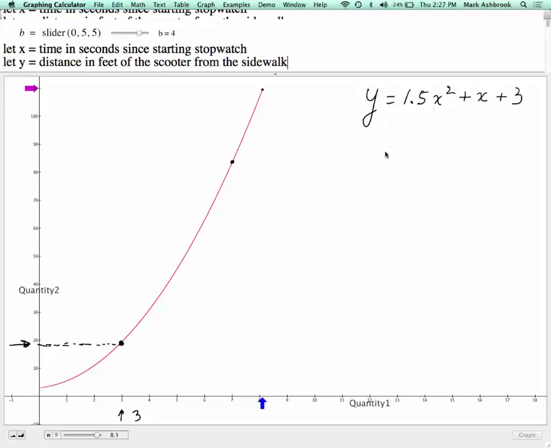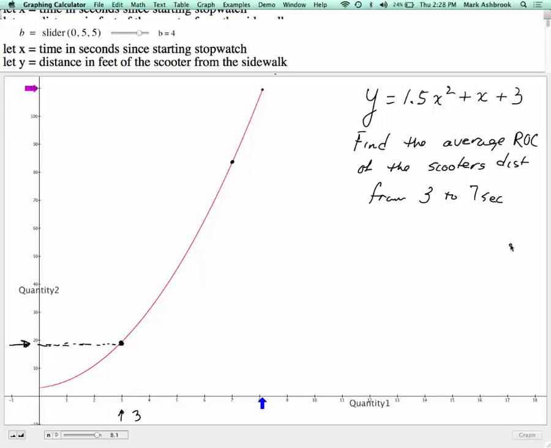All right, so what's my change in time? So I'm just going to let you do this. This is the task. Find the average rate of change of the scooter's distance from 3 to 7 seconds since starting the stopwatch. Okay? Find the average rate of change of the scooter's distance from 3 to 7 seconds since starting the stopwatch. This is your task. Go for it.